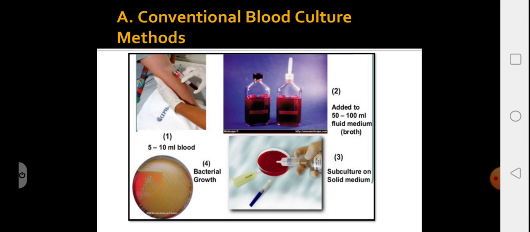If there is growth, you have to proceed with Gram stain, biochemical testing and antibiotic sensitivity testing. But if there is no growth, then you have to repeat the subculturing after 24 hours, still negative after 48 hours, and you have to continue this up to 7 days. If even at the 7th day it is negative, then you can report as negative.